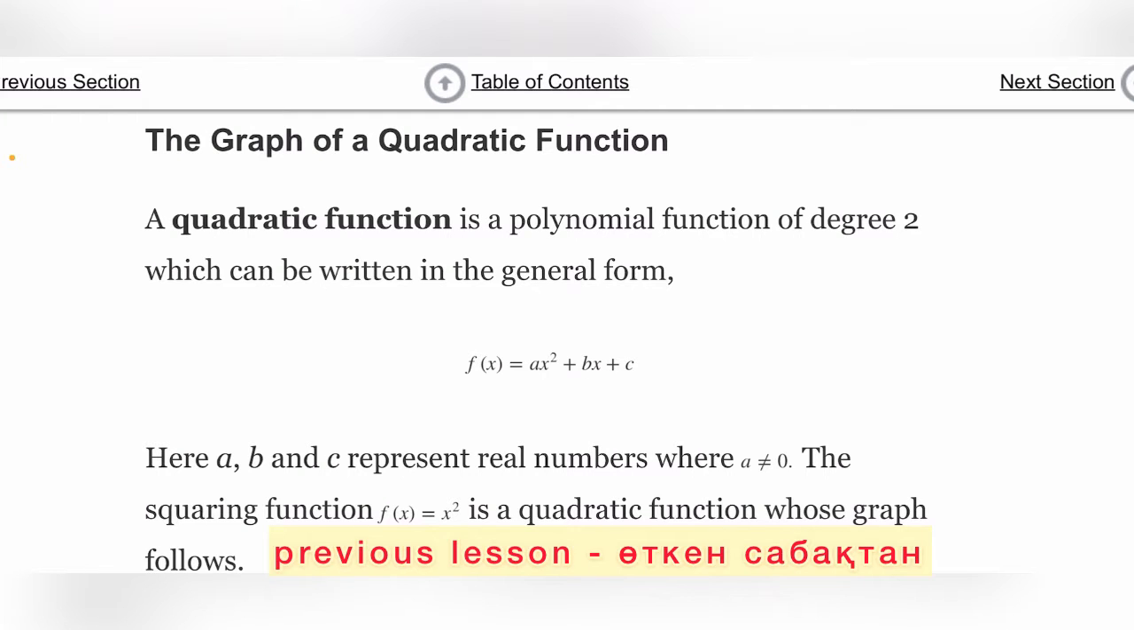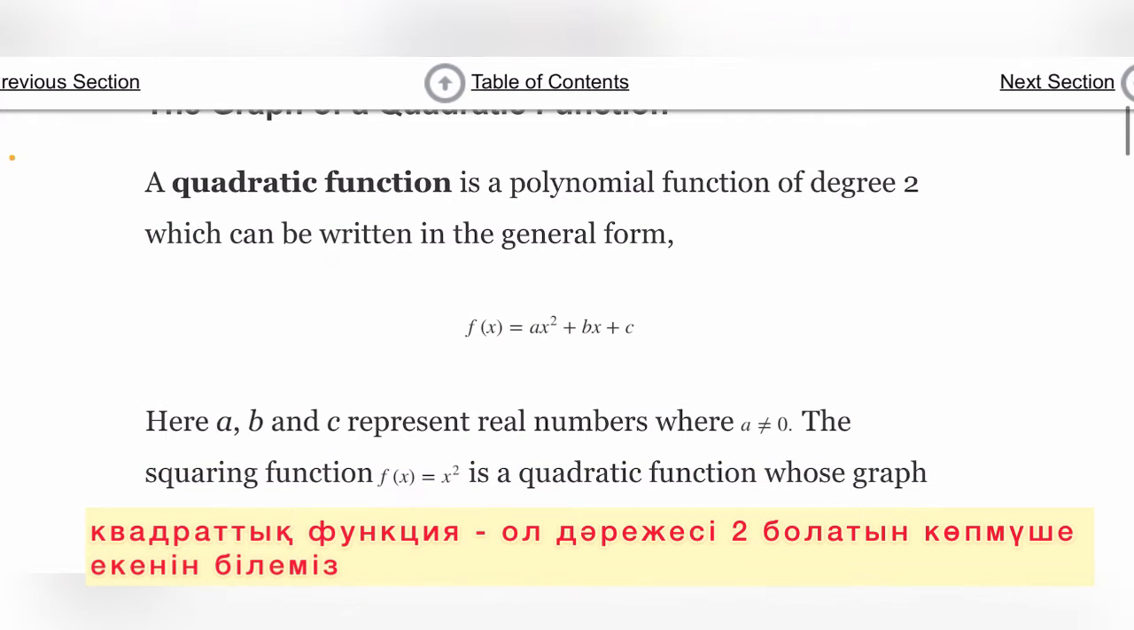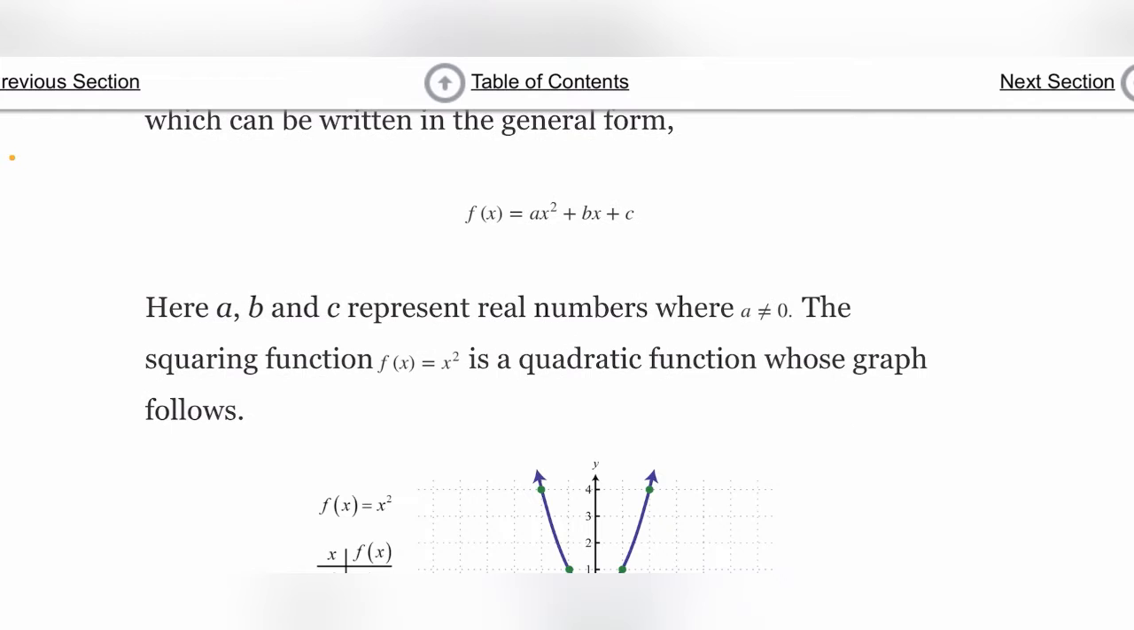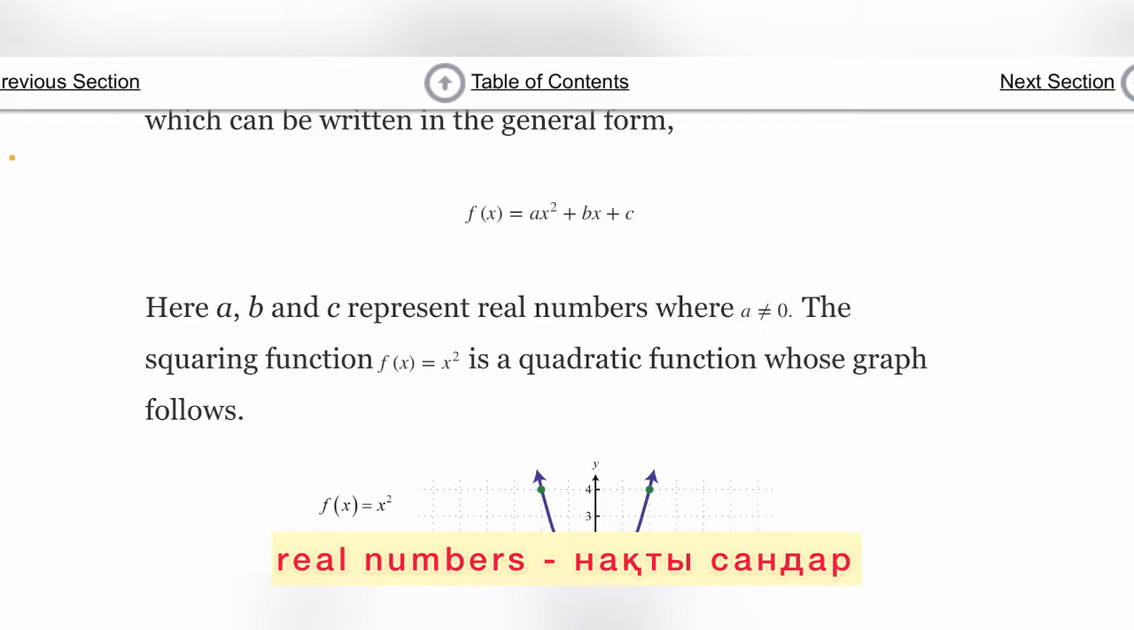So from the previous lessons, we already know that a quadratic function is a polynomial function of degree 2, which can be written in the general form f of x equals ax squared plus bx plus c. A, b, and c represent real numbers where a is not equal to 0.